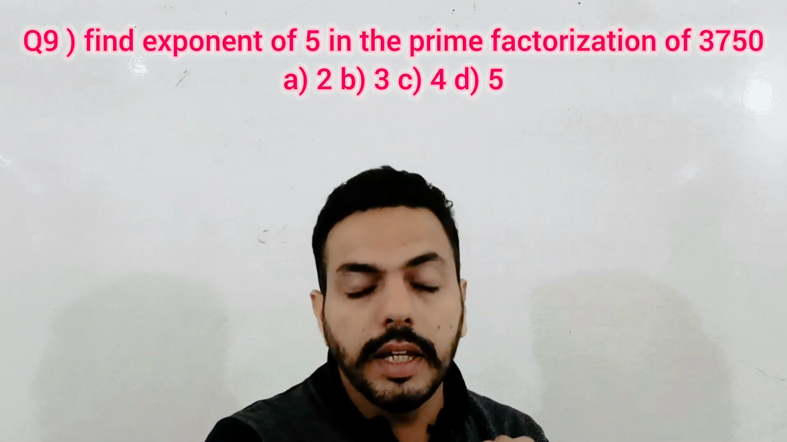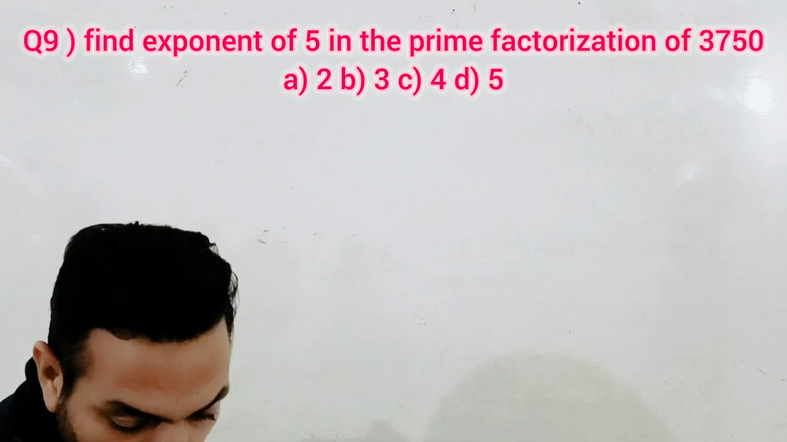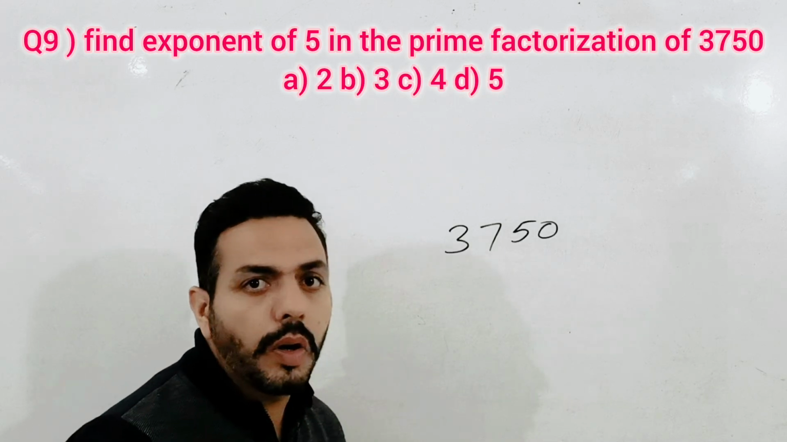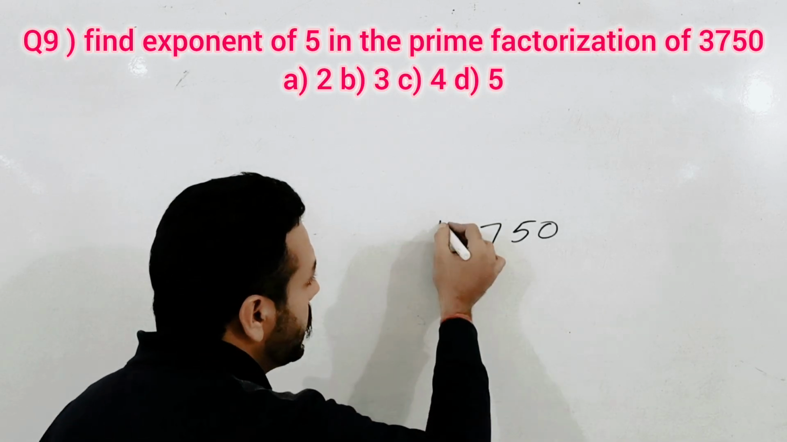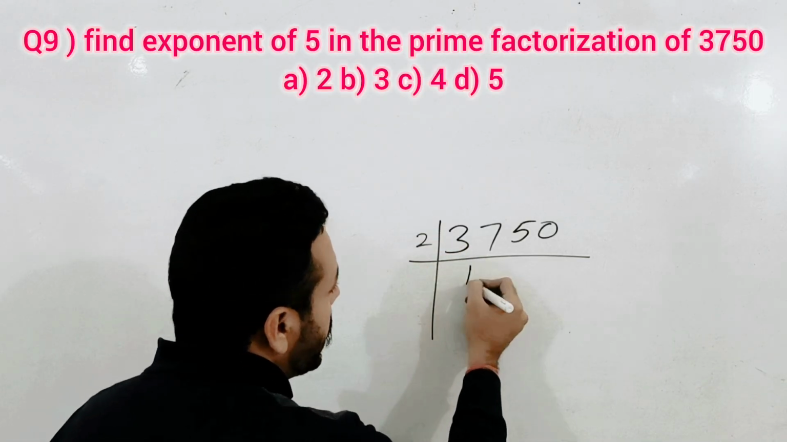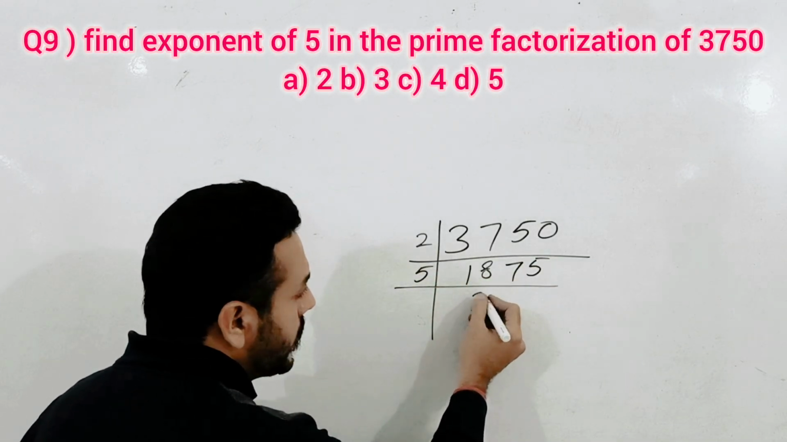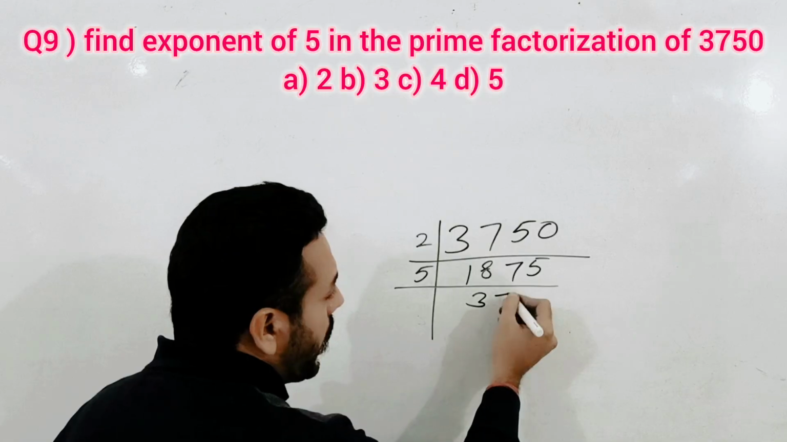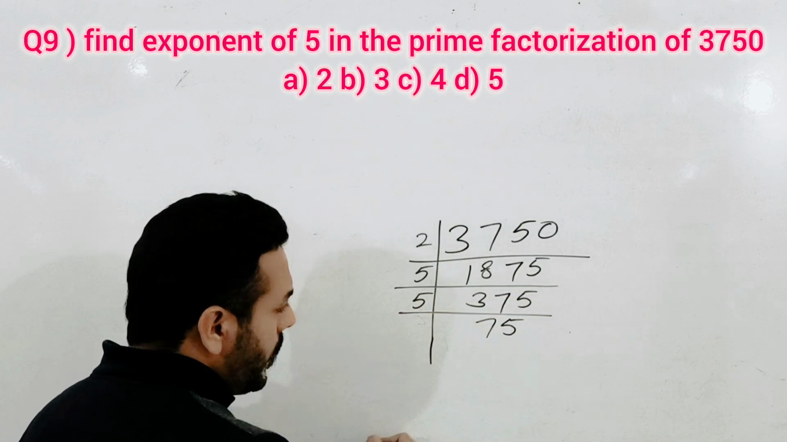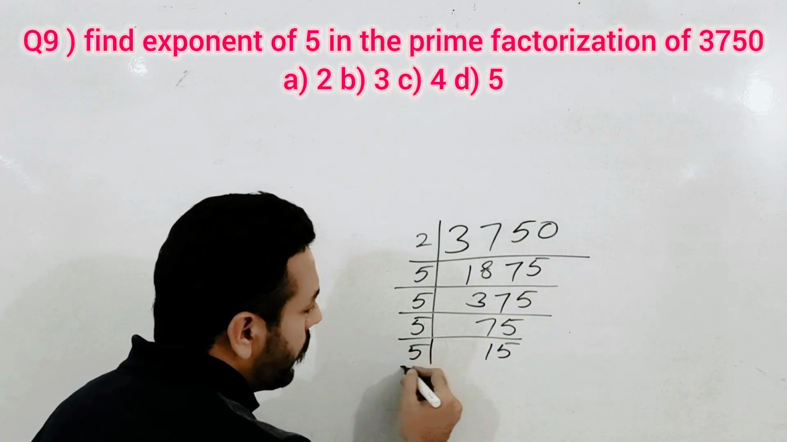Now our next question is again very interesting. Here we find the exponent of 5 in the prime factorization of 3750. Here we find exponent of 5. That is, firstly factorize this. If we factorize this, we divide with 2, that is 1875, then 375, then 75, then 15, then 3, dividing by 5 each time.